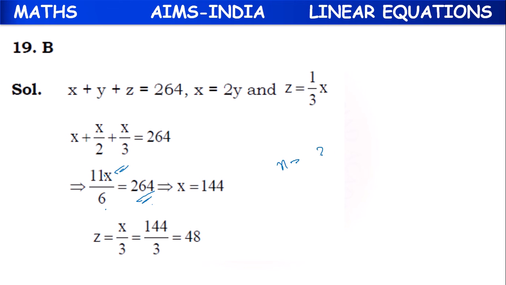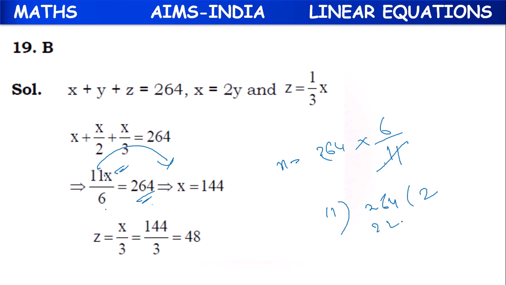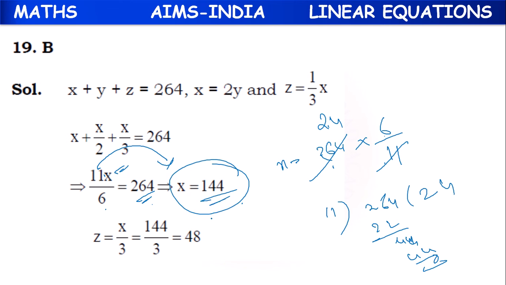So x equal to 264 into 11 by 6. If it comes to the right hand side, it becomes the reciprocal, 6 by 11. 11 into 264: 11 times 2 is 22, 44. 11 times 4 is 44. So 24 times. It will get cancelled. 24 into 6 is 144. So x equal to 144.